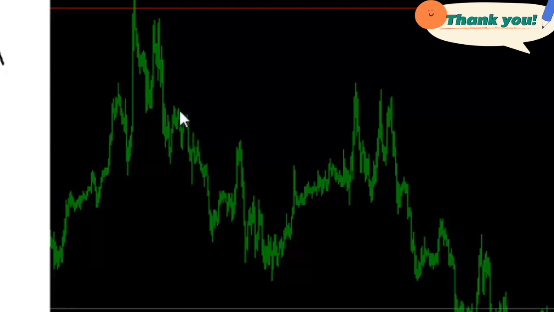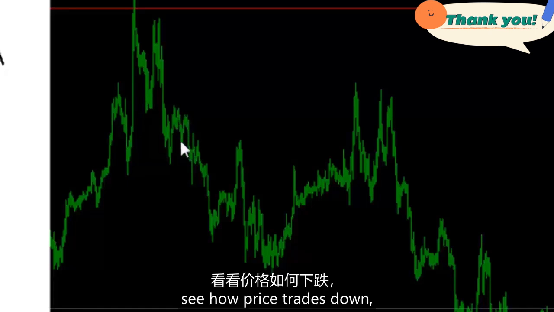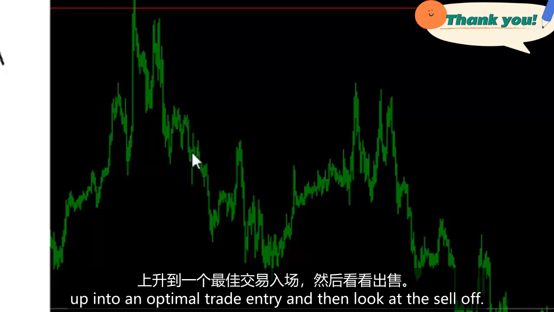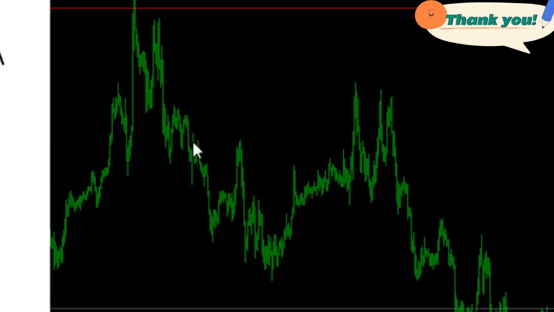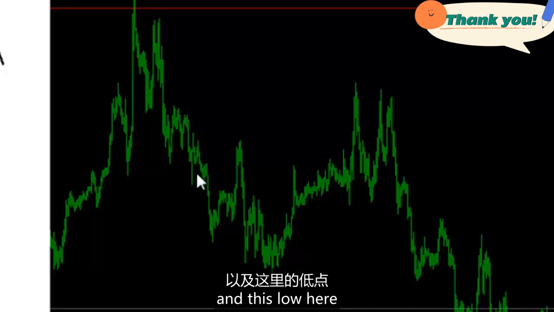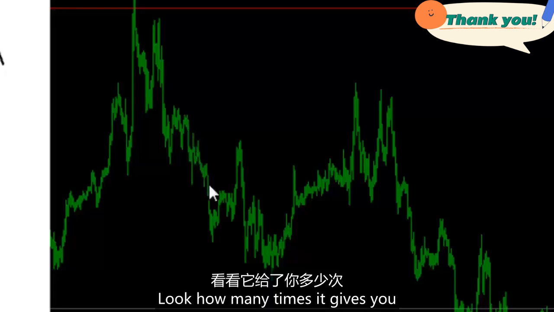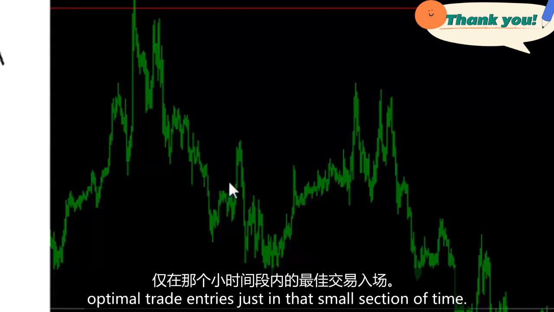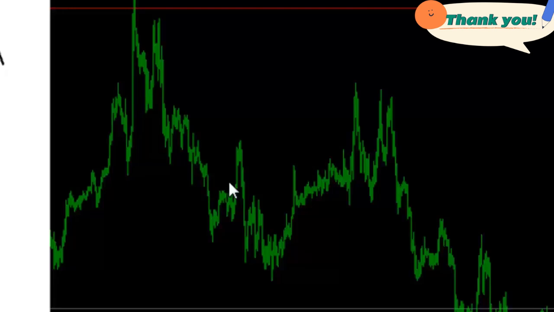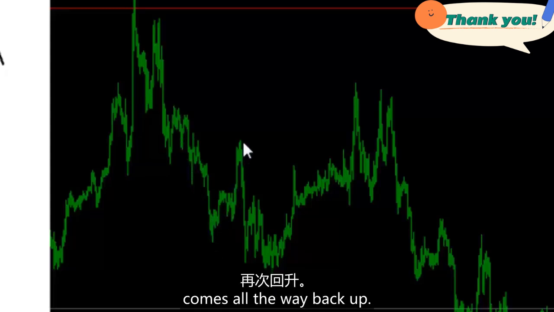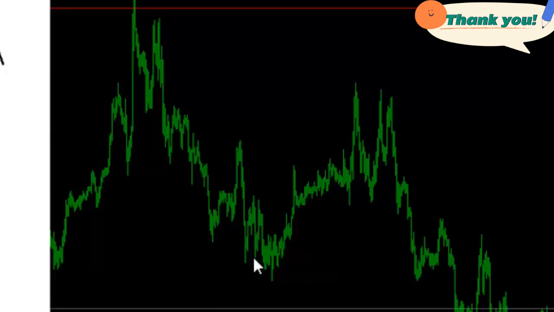Look at this high here to this high here, this low here. Do you see how price trades down, up into an optimal trade entry, and then look at the sell-off? See that? Look at this high here, and this low here, and this high here. That's optimal trade entry. Okay? Look how many times it gives you optimal trade entries just in that small section of time. See this high here to this low here? Price trades down, comes all the way back up, optimal trade entry, sells off again.